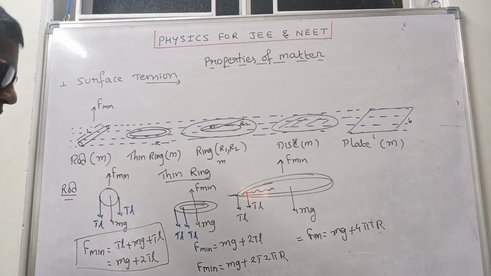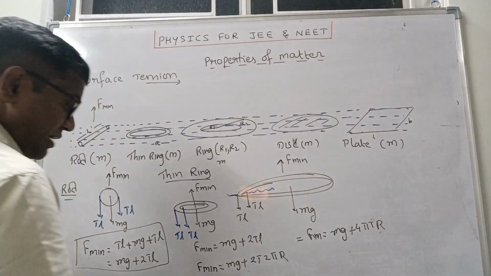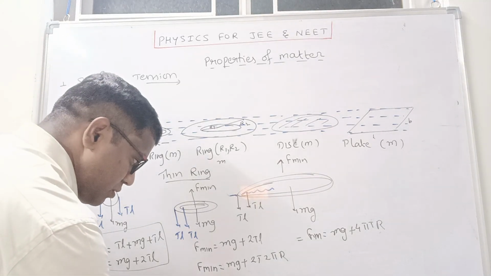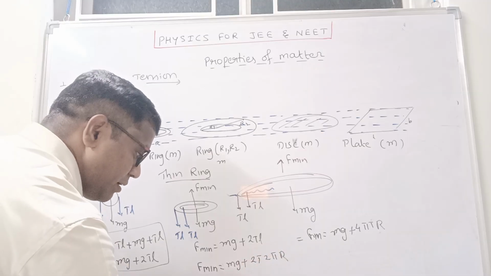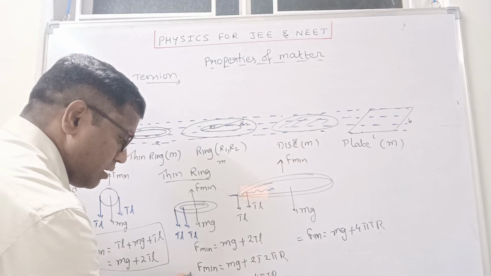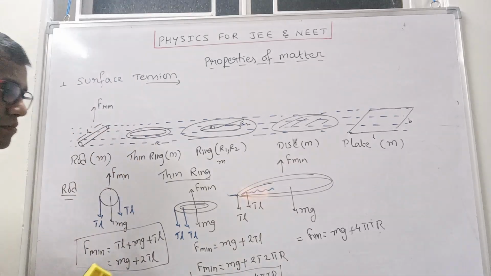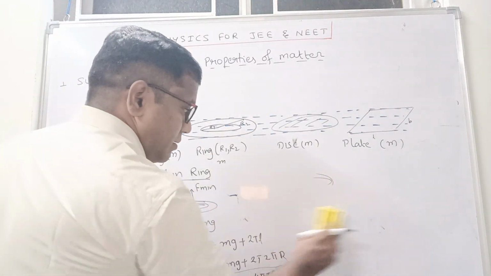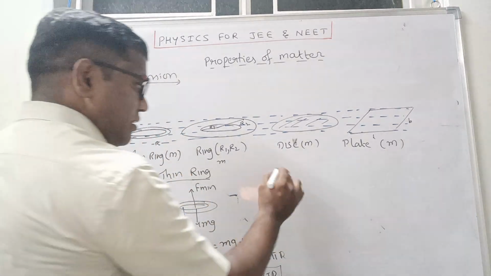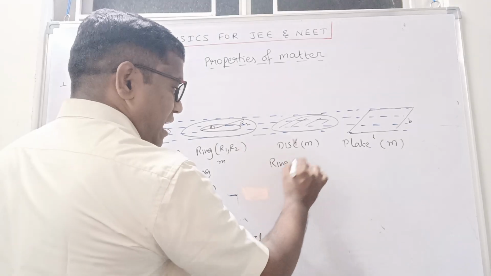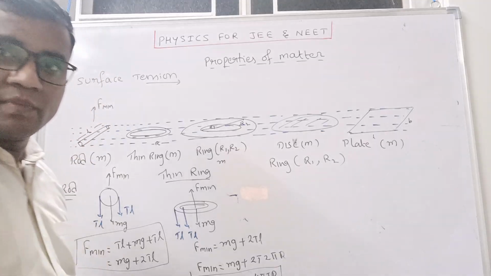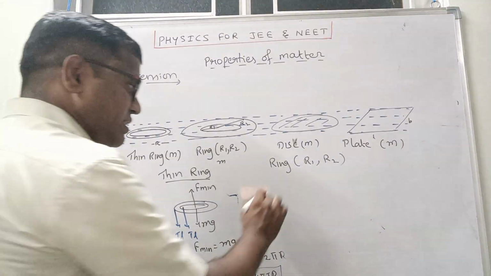Clear? So I will write it directly here. We will try to understand. Here I will write F minimum is equal to mg plus 4 pi tr. This will be the minimum force. Clear? Now see, for that ring having internal radius r1 and outer radius r2.